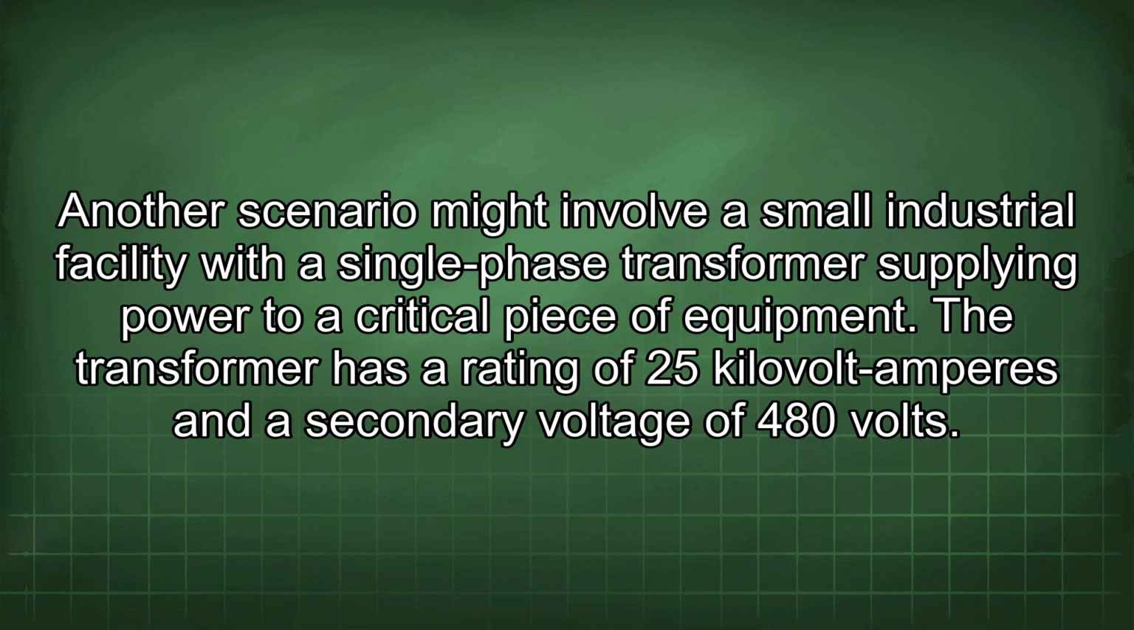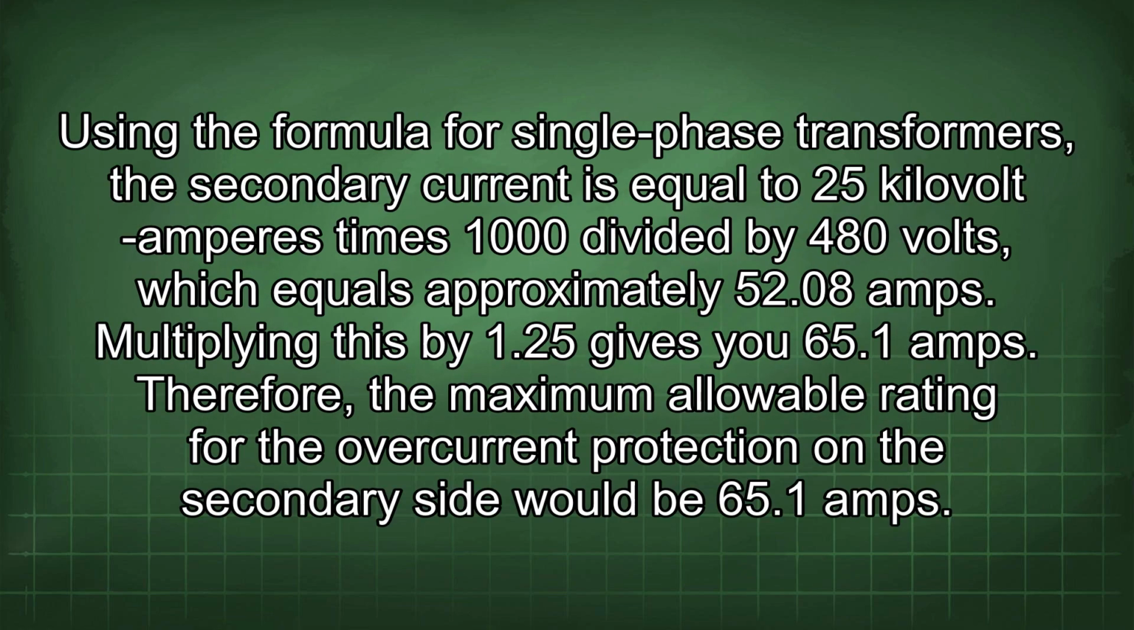Another scenario might involve a small industrial facility with a single-phase transformer supplying power to a critical piece of equipment. The transformer has a rating of 25 kVA and a secondary voltage of 480 volts. Using the formula for single-phase transformers, the secondary current is equal to 25 kVA times 1000 divided by 480 volts, which equals approximately 52.8 amps.